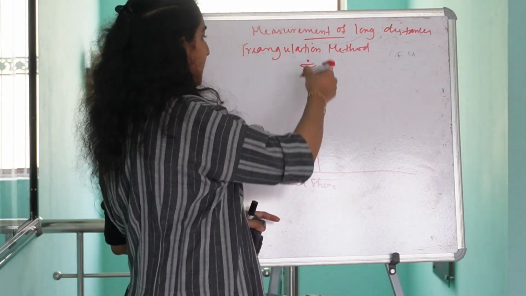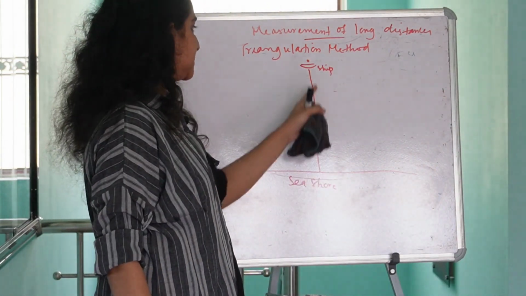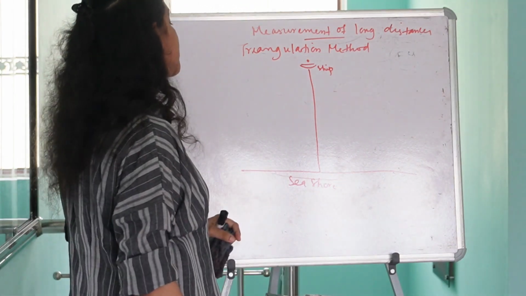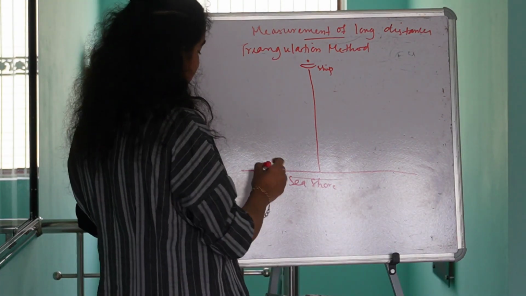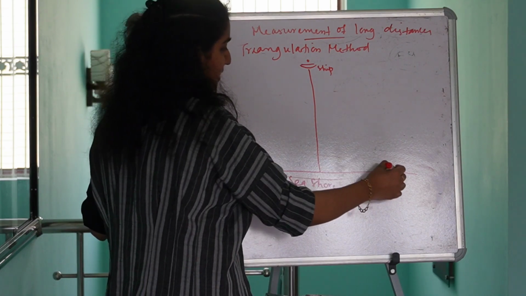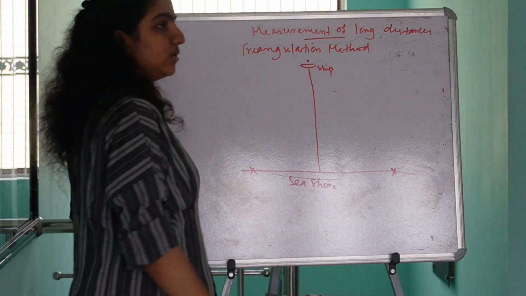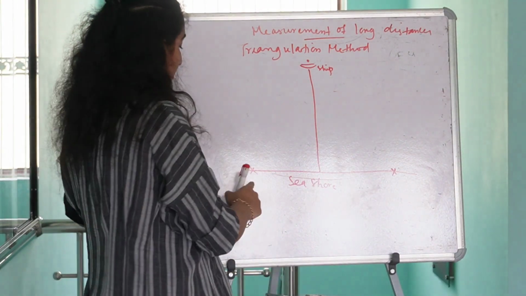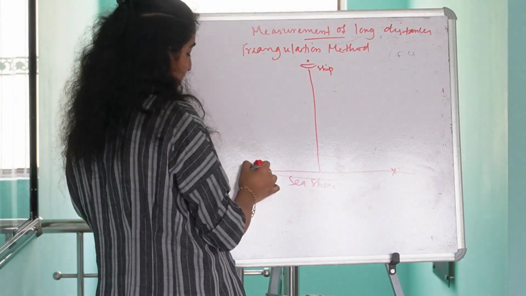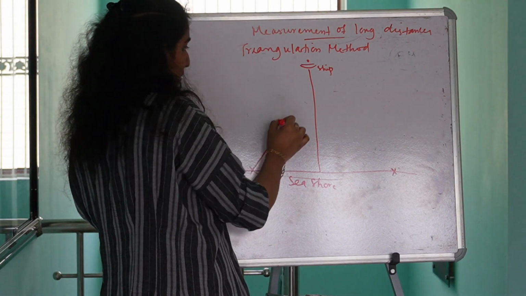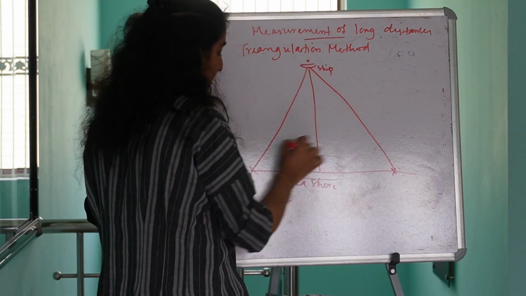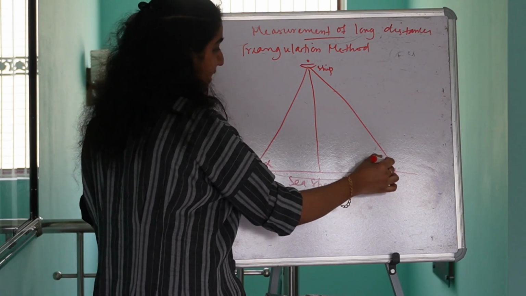So I can measure the distance directly, isn't it? But instead of measuring this distance directly, what I am going to do is I am going to select two random points on the seashore, and I am viewing the ship from these 2 points at two different angles. Let it be alpha and beta.